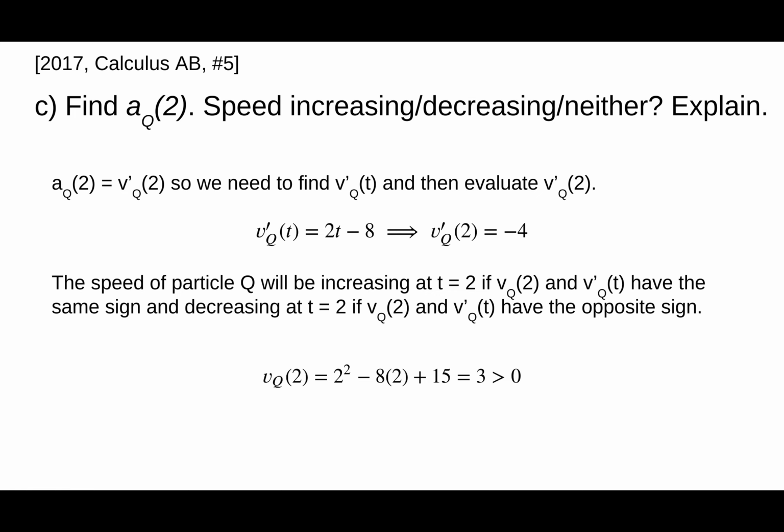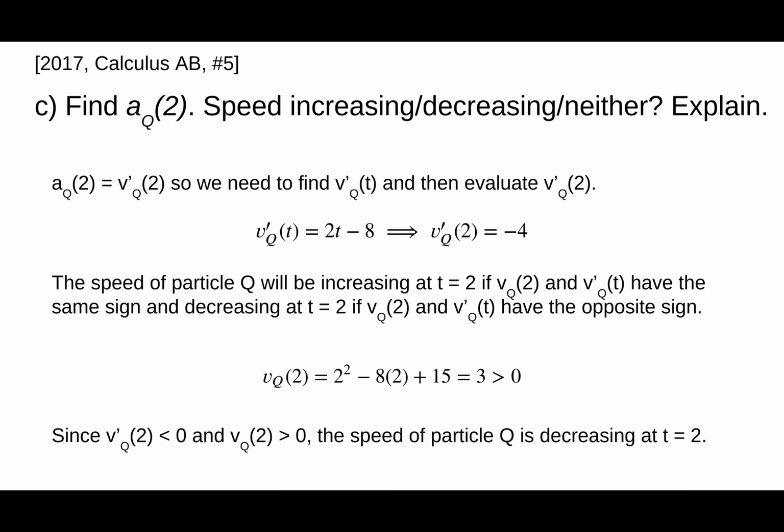So what we've determined here is that vq of 2 and v prime q of 2 have opposite signs, and that's what we use to conclude that the speed of particle q is decreasing at time t equals 2. So because v prime q of 2 and vq of 2 have different signs, the speed is decreasing, regardless of which direction it's going in.